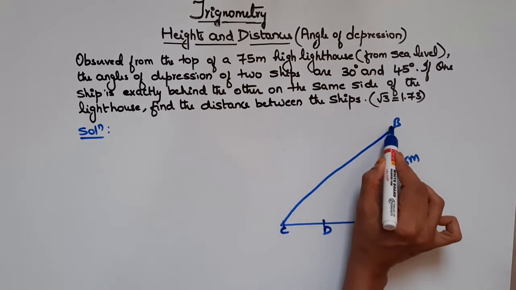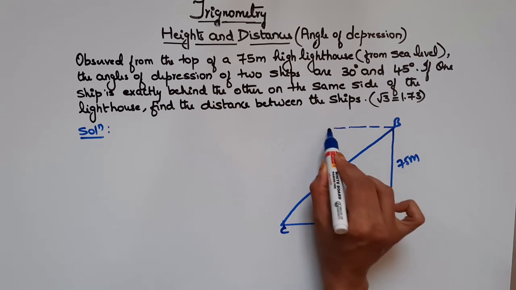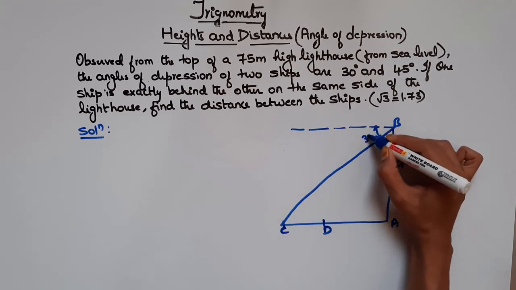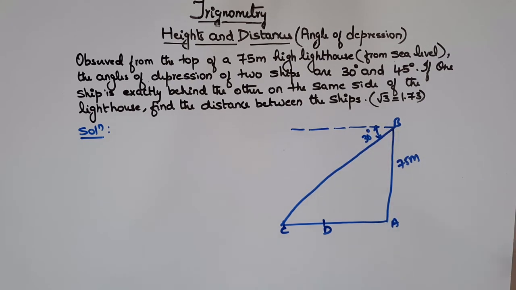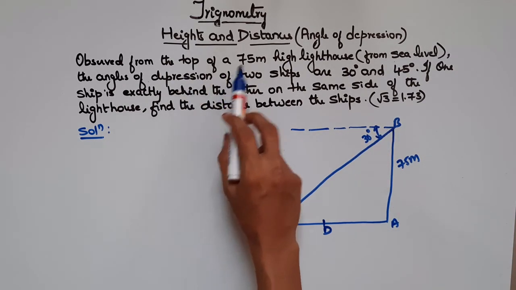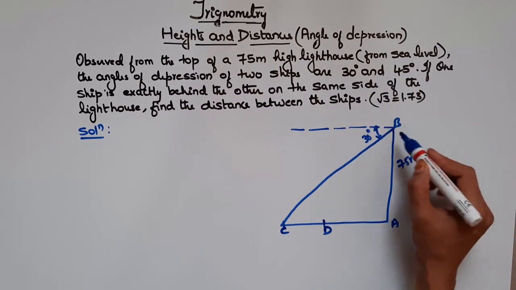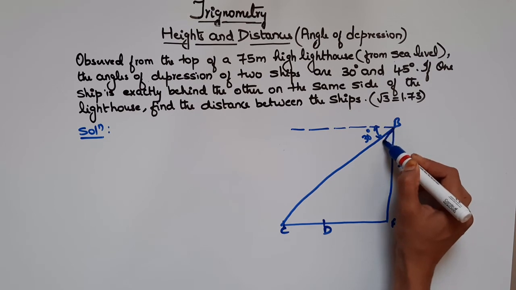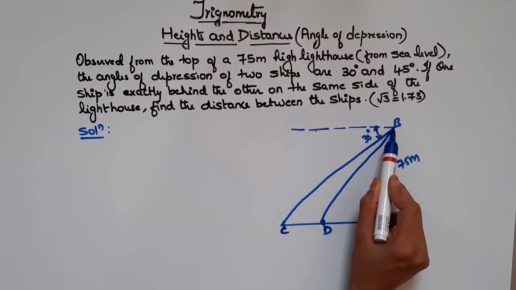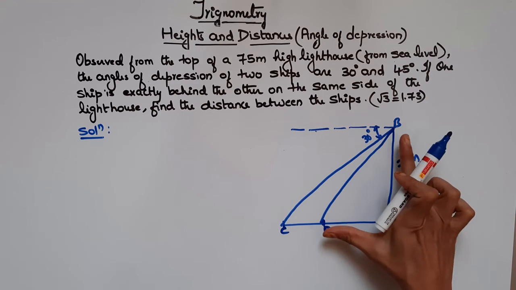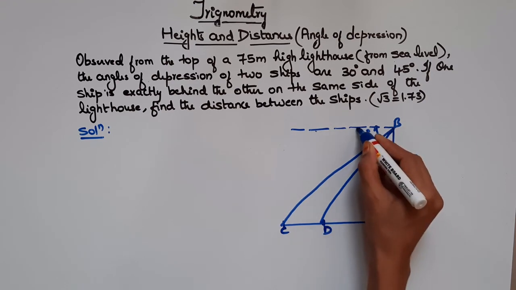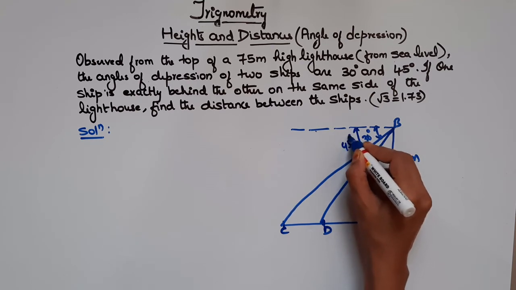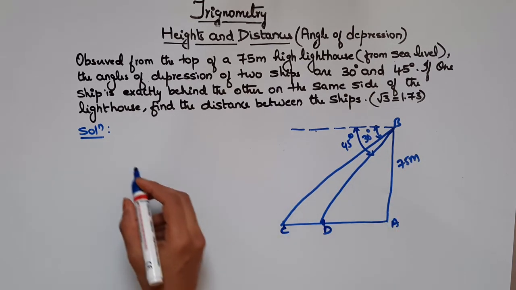30 degree. So this is the horizontal line, right? So this angle is 30 degree, right? And the angle of depression of another ship is 45 degree. So the angle of depression from point B to the ship D is 45 degree. That means this is the horizontal line to the line of sight BD, right? So this angle is 45 degree, right?